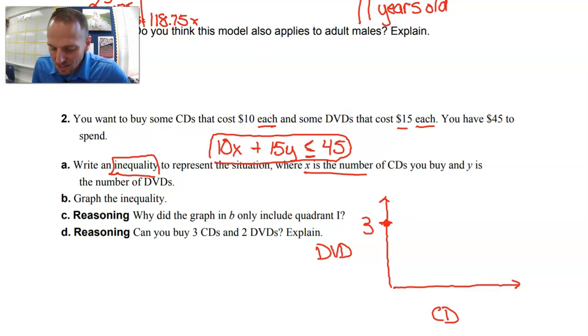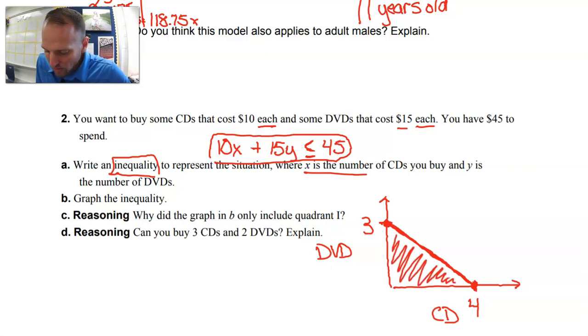Let's do the same thing with CDs. If we only buy CDs for $10 each, how many could we buy? Well, that would be 4. We could buy 4 CDs. Okay, so if it's only DVDs, it's 3. If it's only CDs, it's 4. Well, all I'm going to do is draw a line in between them. And if we look at our inequality, it is going to be a solid line because it's less than or equal to. And since it's less than or equal to, we have to shade everything below that line. And that's our graph. Okay?